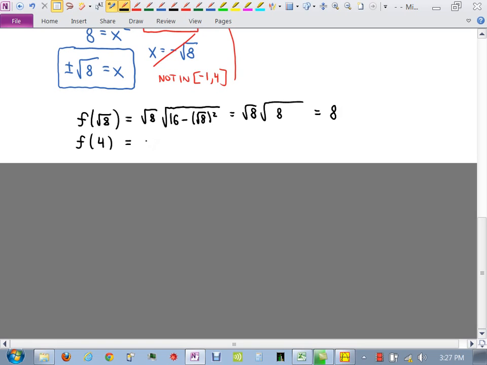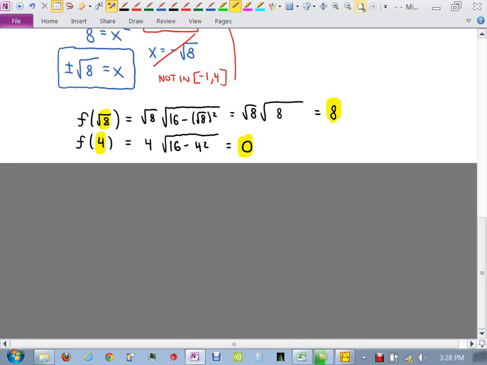And if we plug in 4, we get 4 times the square root of 16 minus 4 squared, which is 0. Isn't it? So we're looking at an 8 and we're looking at a 0. They correspond to the x values of root 8 and 4. So I'm ready to go to step 2. Anybody have a question here?